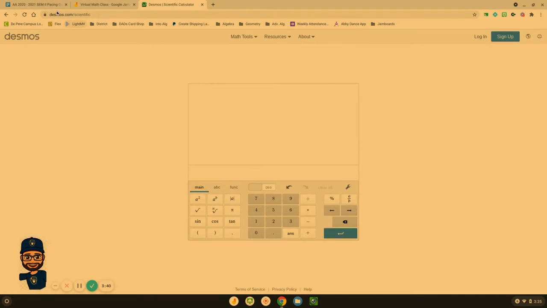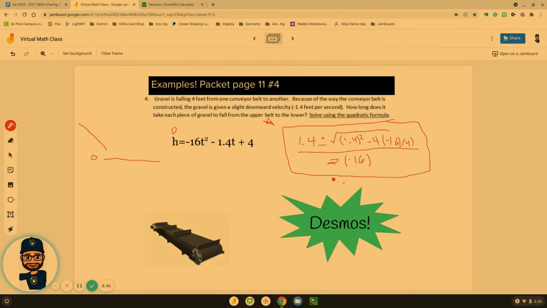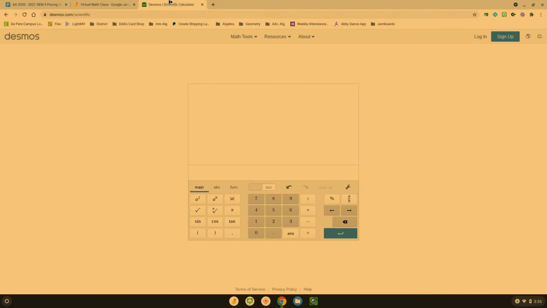And again, I've gone to desmos.com/scientific, where I can use their scientific calculator. And we're just going to start with that plus part. So if you didn't write this down, I would write this down somewhere to make sure you have that. Again, the a value was negative 16, that b value was negative 1.4, and the c value was 4. And I plugged it into the quadratic formula. So we're going to type this all over here, but we're only going to use the plus part.